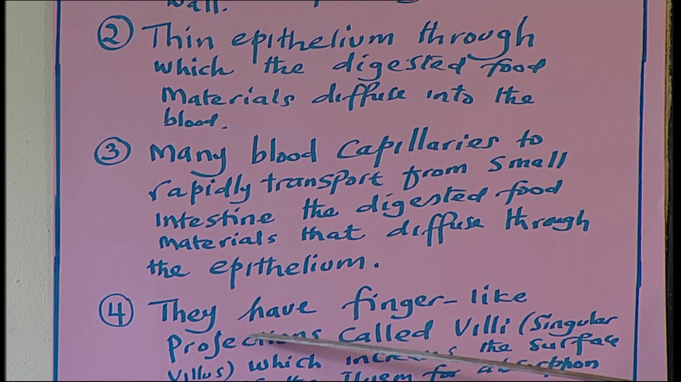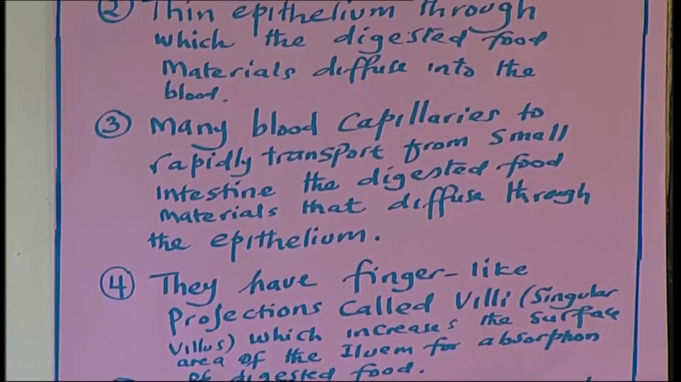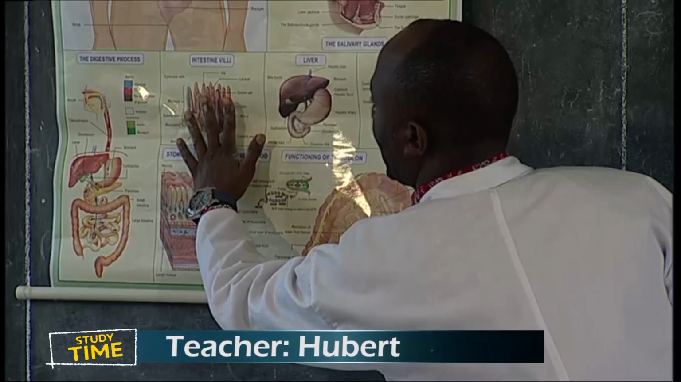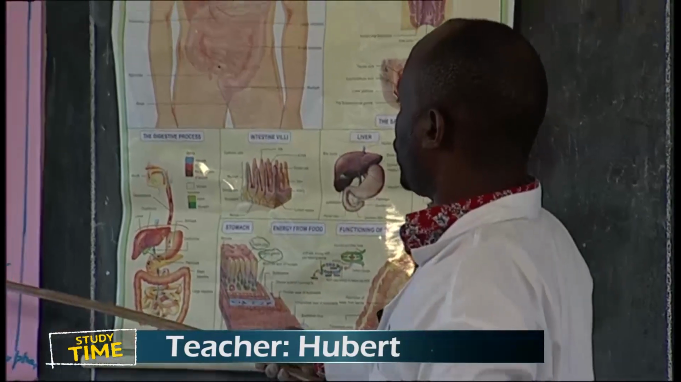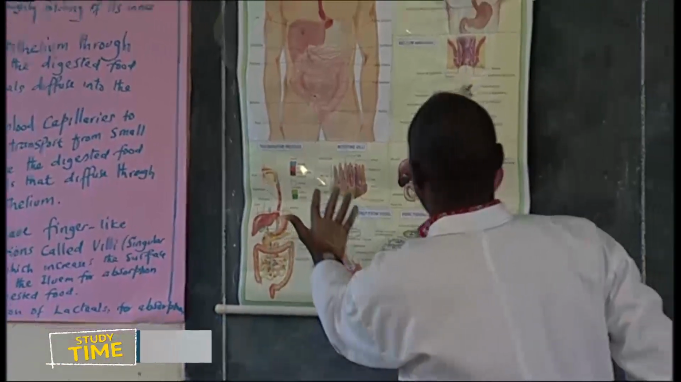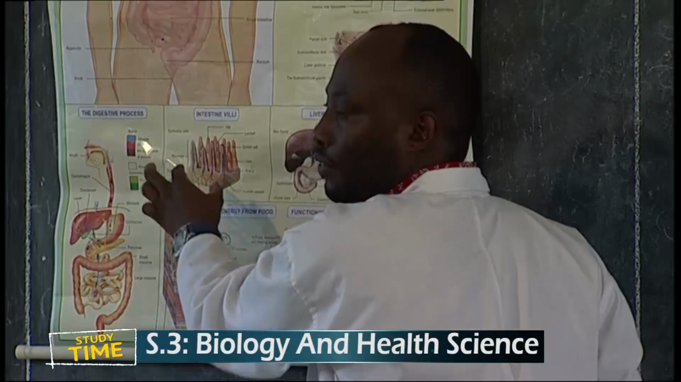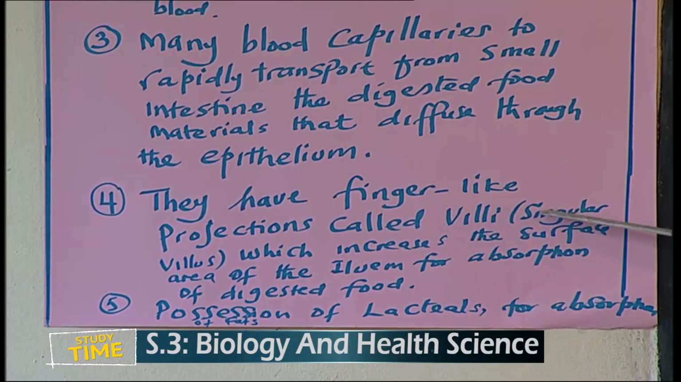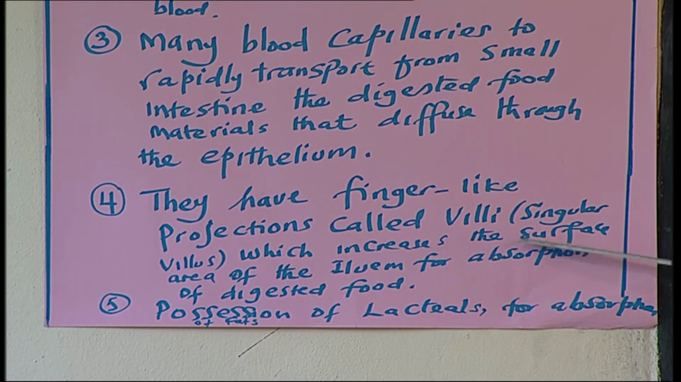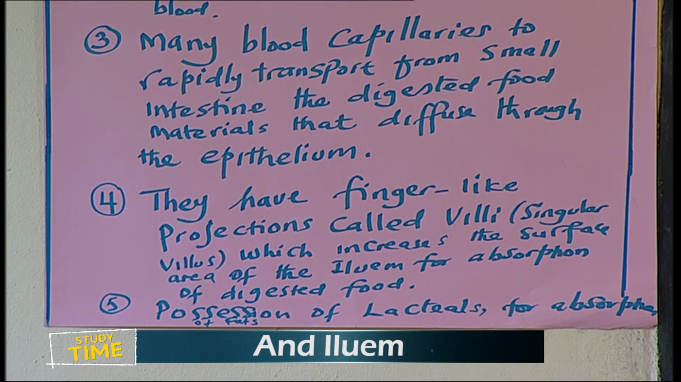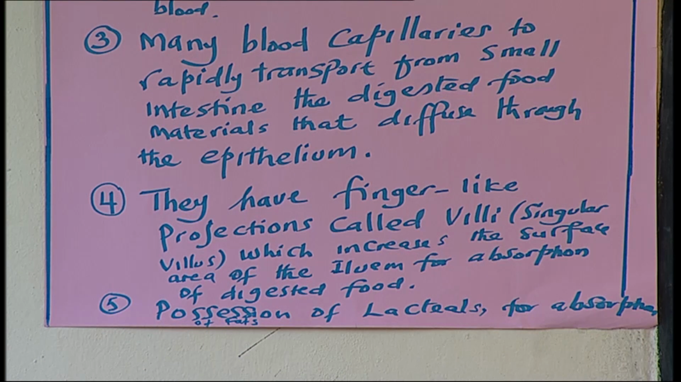Number four, they have finger-like projections. As you can see on this diagram, with my finger, they are finger-like projections. These finger-like projections are called villi. This one has been extracted from the small intestine. These finger-like projections, called villus, increase the surface area of the ileum for absorption of digested food. The last one, it possesses lacteal vessels, which are very important in absorption and transportation of fats.